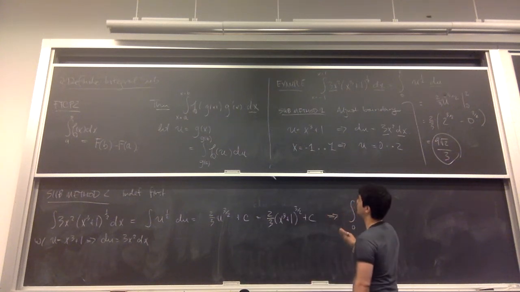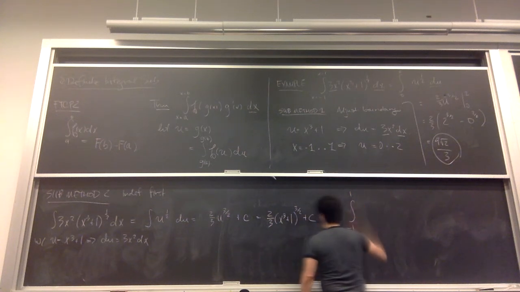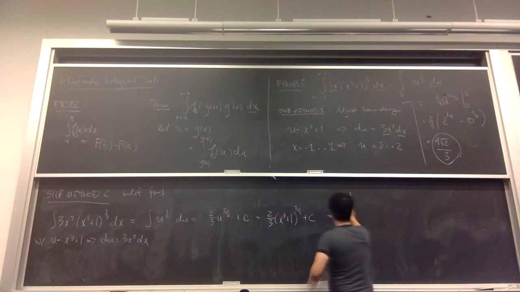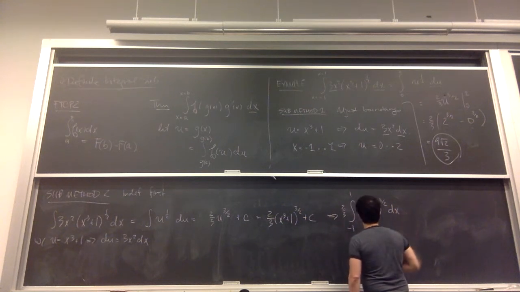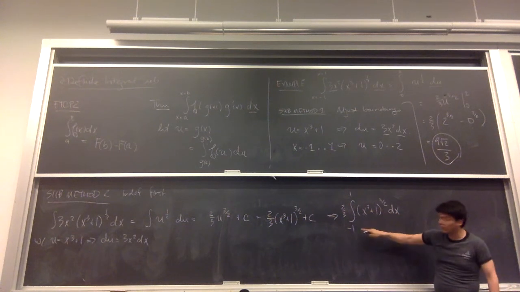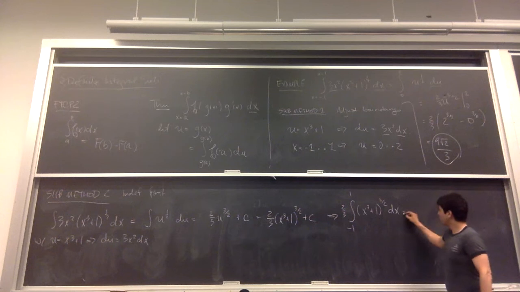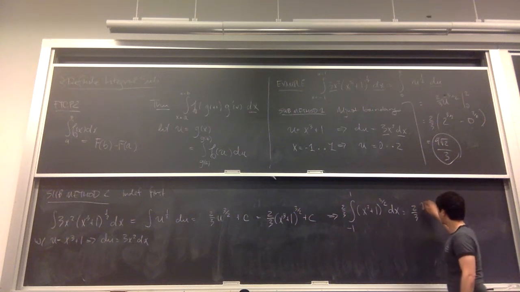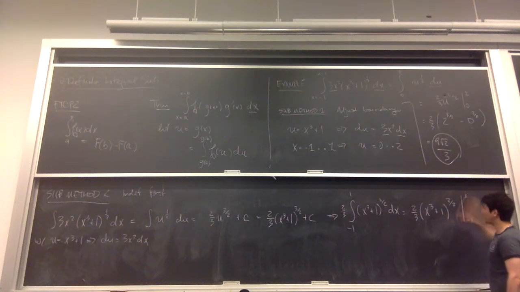Which itself implies that the integral from, what was the original integral, minus 1 to 1, of this is 2/3 (x cubed plus 1) to the 3/2. So I put back the bounds. I'm using the old bounds because we've properly found the integral with respect to x. So this is going to be 2/3 (x cubed plus 1) to the 3/2 from minus 1 to 1.